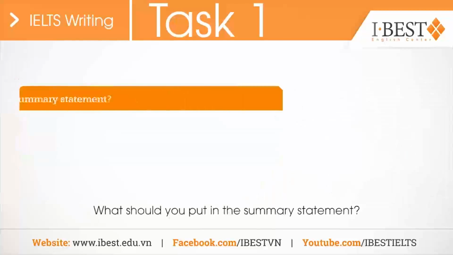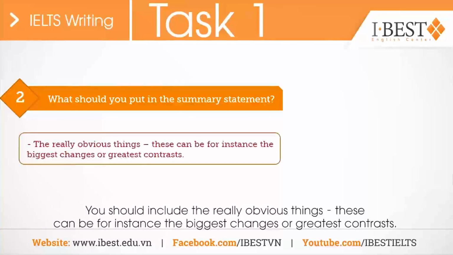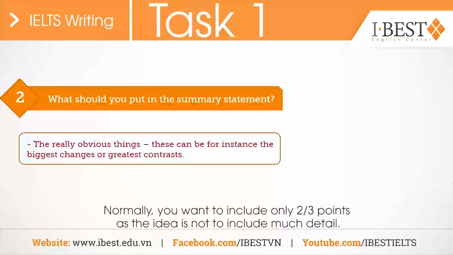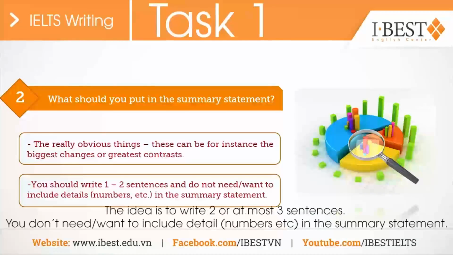What should you put in the summary statement? You should include the really obvious things. These can be, for instance, the biggest changes or greatest contrasts. Normally, you want to include only 2-3 points, as the idea is not to include much detail. The idea is to write 2 or at most 3 sentences. You don't need to include detail such as numbers in the summary statement.